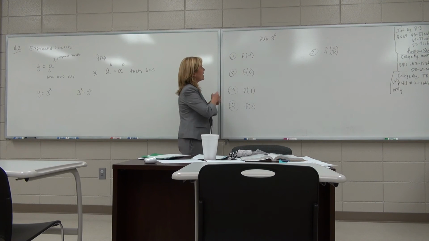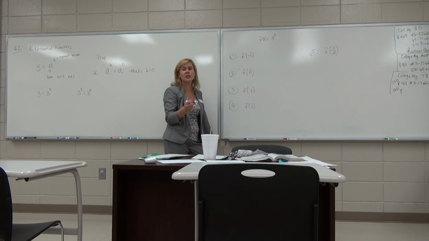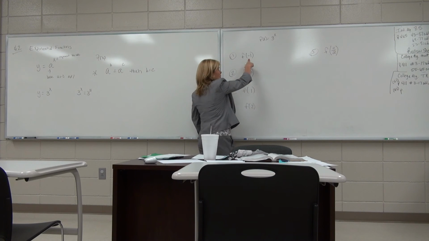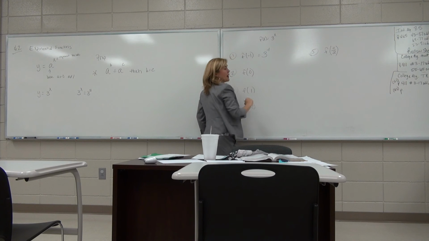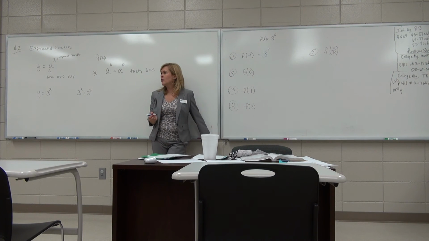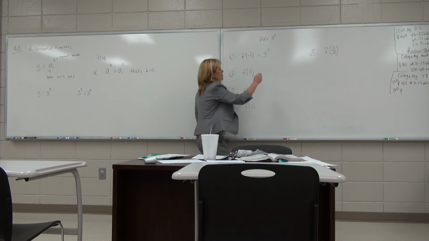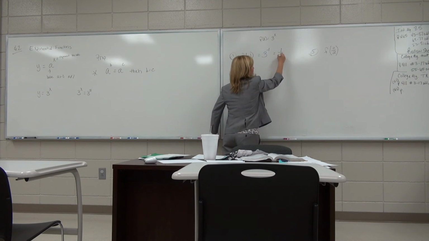Alright, well how would I find f of negative 1? When it's in function notation, what's your rule? What do you do? Right, whatever's in the parentheses, put it in place of the x, right? So this will be 3 to the negative 1 power. Well, what do I have to do to make that exponent positive? Take it to the bottom. So that means this will be equal to 1/3.